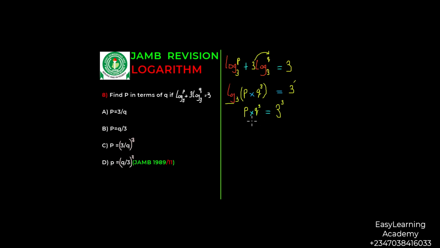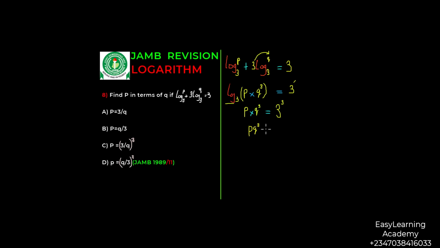So if we multiply this out, that will be PQ raised to the power 3. Let me break this place down so you could understand better. Now P times Q raised to the power 3 is going to give us PQ raised to the power 3, and the power 3 is only affecting this Q.